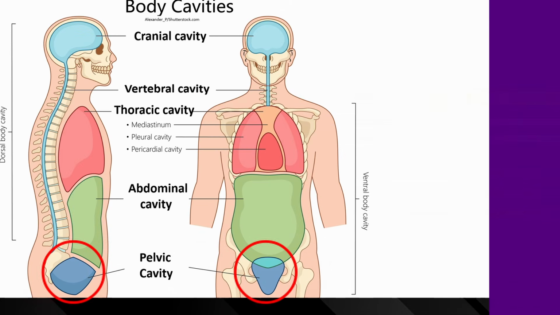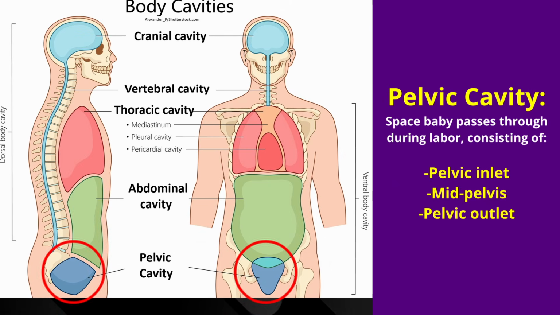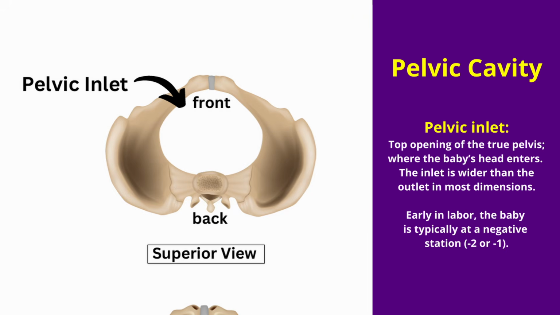Then we have the pelvic cavity. This is a space that the baby's actually going to travel through during delivery, and it's made up of the following. The pelvic inlet, which is the top opening of the true pelvis, and this is where the baby's head is going to enter. So here you can see a superior view of the pelvis. Now the inlet is going to be wider than the outlet, which we'll talk about here in a moment. And in early labor, the baby is typically at a negative station, -2 or -1.